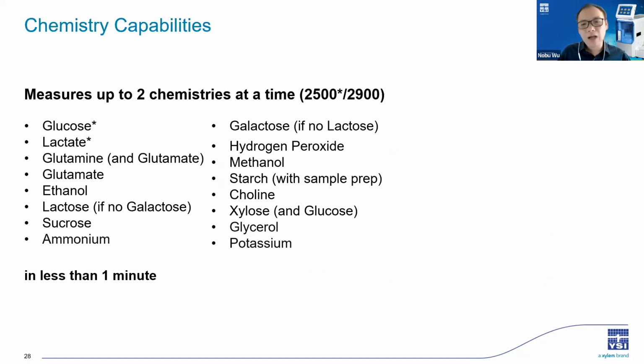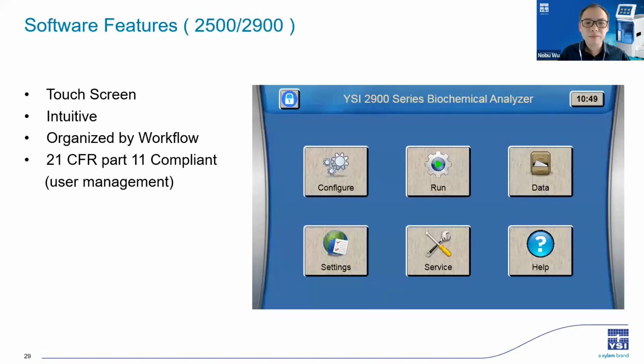Okay, so the 2900s, we can see they can be set for different combinations, and all the results, after the sample is aspirated and dispensed into the chamber, will be displayed within 1 minute. Okay, so this is the user interface. As I mentioned, this is quite straightforward and intuitive.